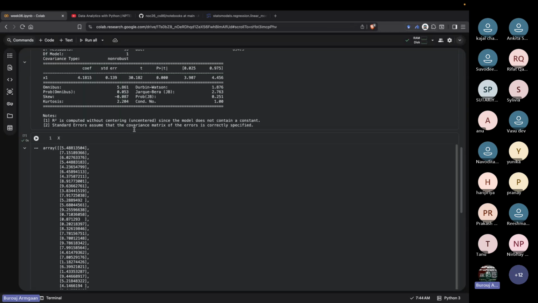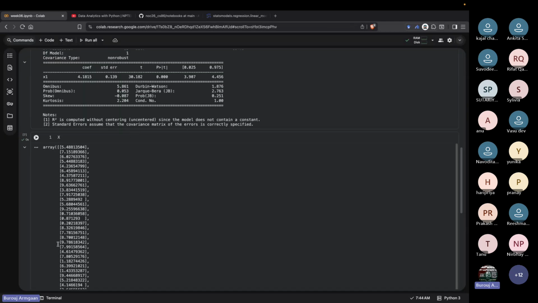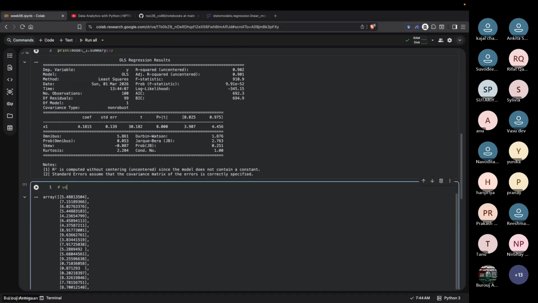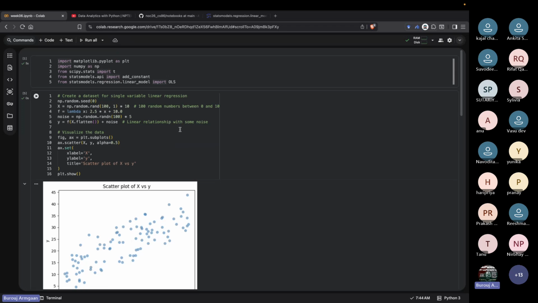To do that, you have to manually add a column of ones to your data x. There are two ways to do it. You can either use numpy to prepend a column of ones, or the other option is to use the statsmodels helper function, which looks something like this.